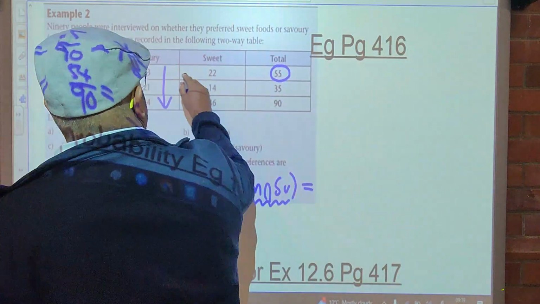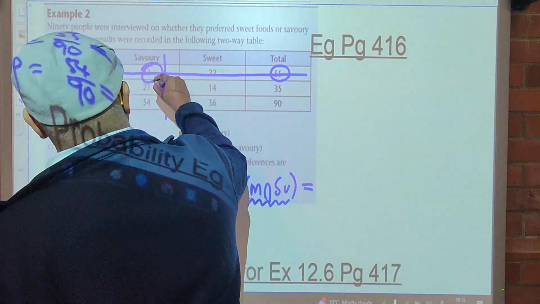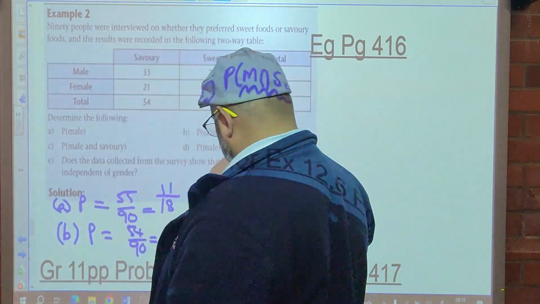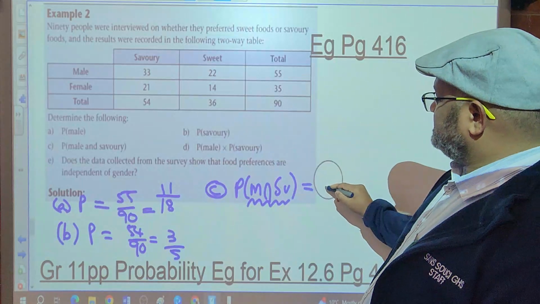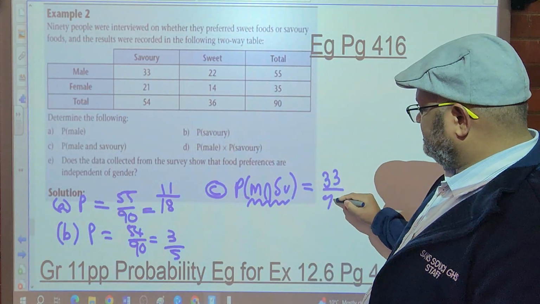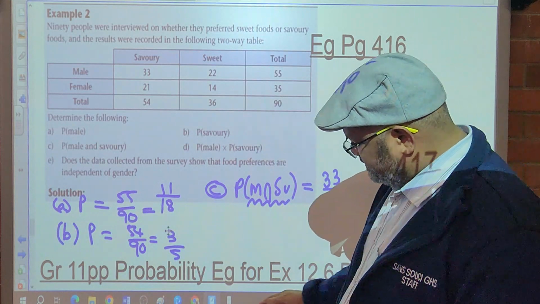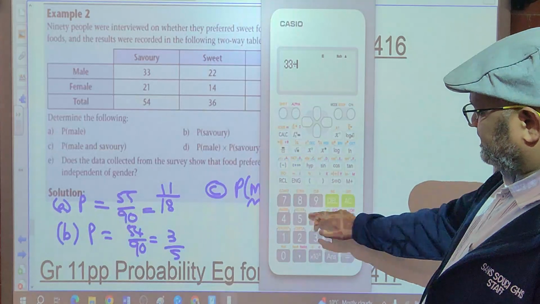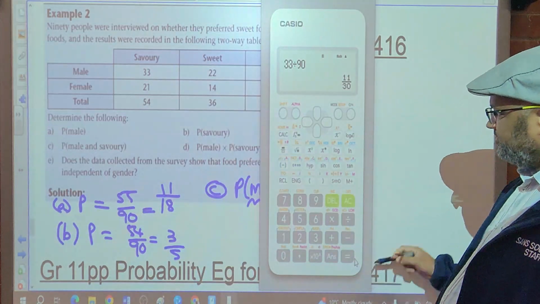So it's male and savory, which is 33. You all agree with that? So it's 33 over 90. Okay, and 33 over 90 is 11 over 30.